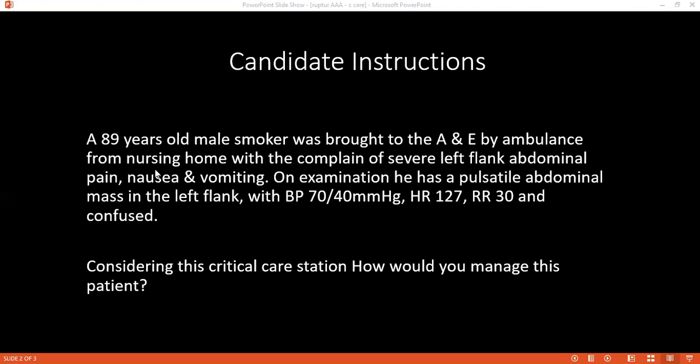Immediately after consulting with the consultant, ITU registrar and the anesthesiologist, I will be shifting the patient to the emergency operation theater. And if with my resuscitation the patient becomes stable, then I can go for CT scan and then shift the patient to the operation theater while consulting with the seniors. No, for this particular patient, they don't do a CT scan, ma'am. Yeah, I will not go for CT scan.